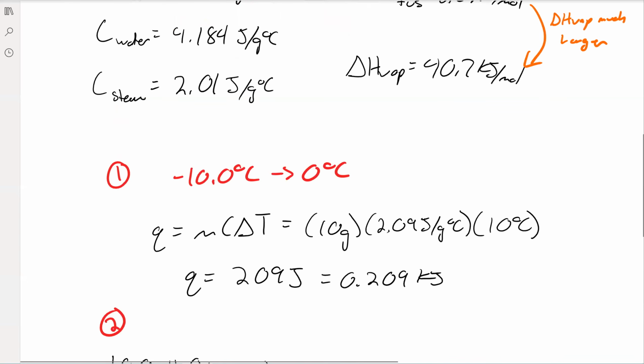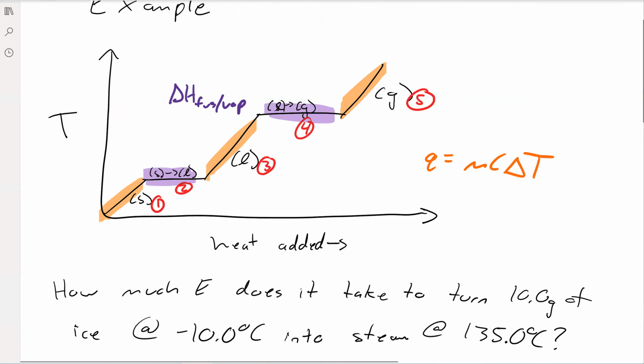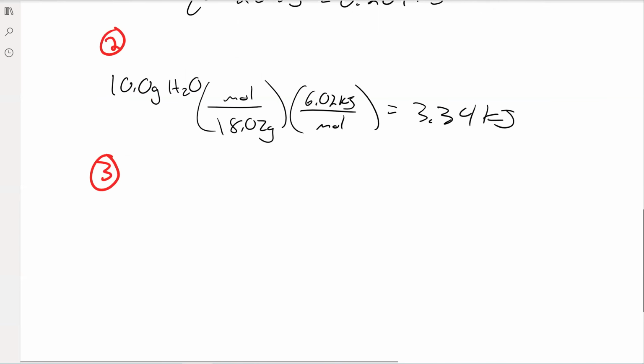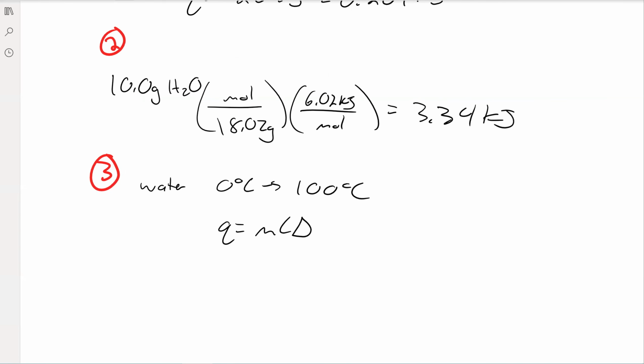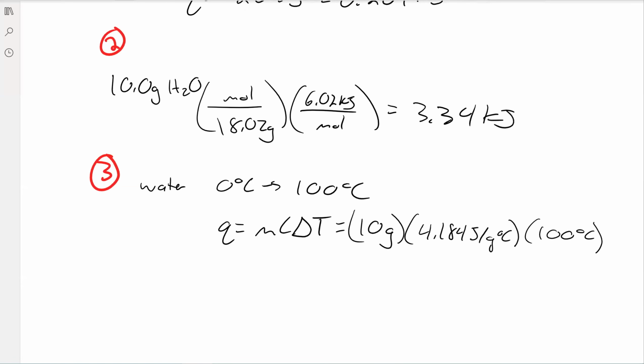Then we move on to step 3. Step 3 is heating our liquid from 0 degrees Celsius to water's boiling point, which is about 100 degrees Celsius. So here again, we have to use our Q equals MC delta T. Our mass is still 10 grams. Our C is now 4.184 joules per gram degree Celsius. And then our delta T is 100 degrees Celsius. Plug that all in, I got 4,184 joules. We'll want to convert that to kilojoules so that we can add them all up at the end. 4.184 kilojoules.